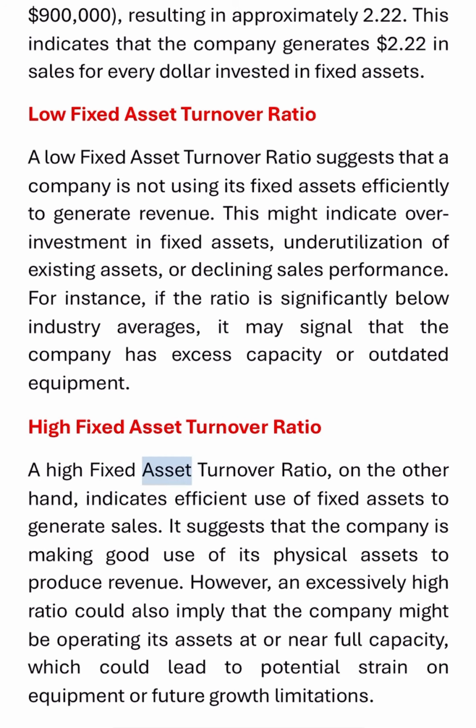High fixed asset turnover ratio. A high fixed asset turnover ratio, on the other hand, indicates efficient use of fixed assets to generate sales. It suggests that the company is making good use of its physical assets to produce revenue. However, an excessively high ratio could also imply that the company might be operating its assets at or near full capacity, which could lead to potential strain on equipment or future growth limitations.